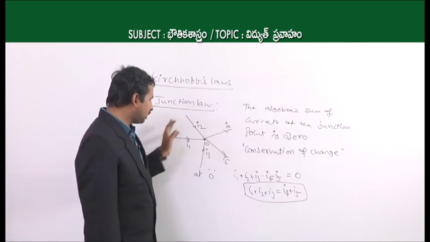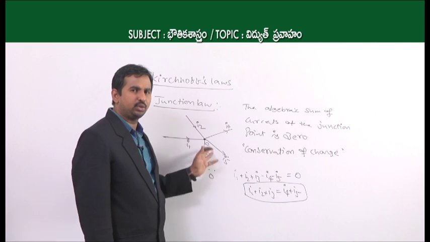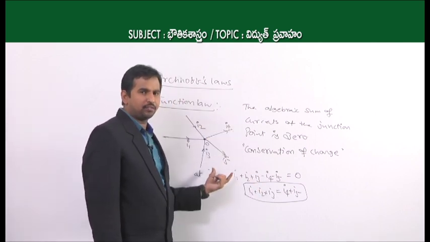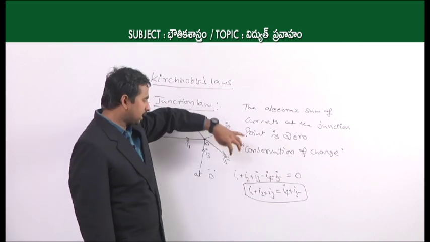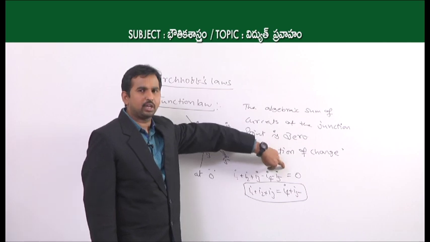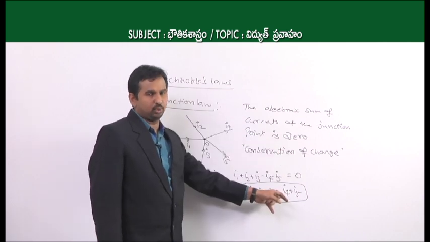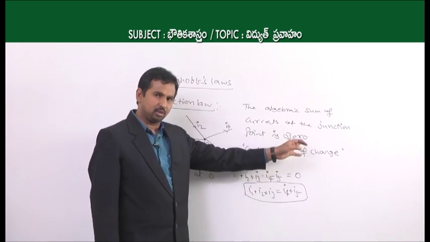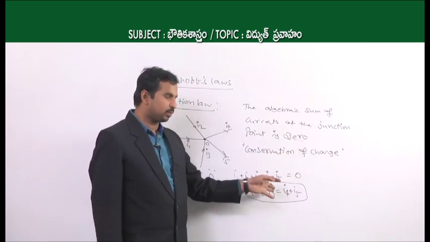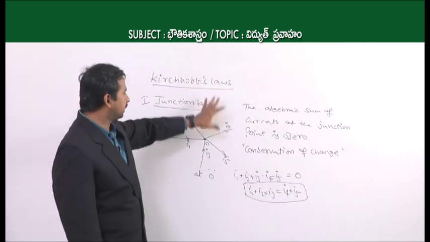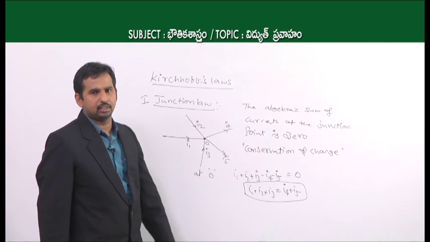In our example, I1, I2, I3 are coming and I4 and I5 are leaving. That is why we take I1, I2, I3 as positive, whereas I4 and I5 are taken as negative. That is why we got I1 plus I2 plus I3 minus I4 minus I5 is equal to 0. Then I1 plus I2 plus I3 is equal to I4 plus I5. This is called Kirchhoff's first law.